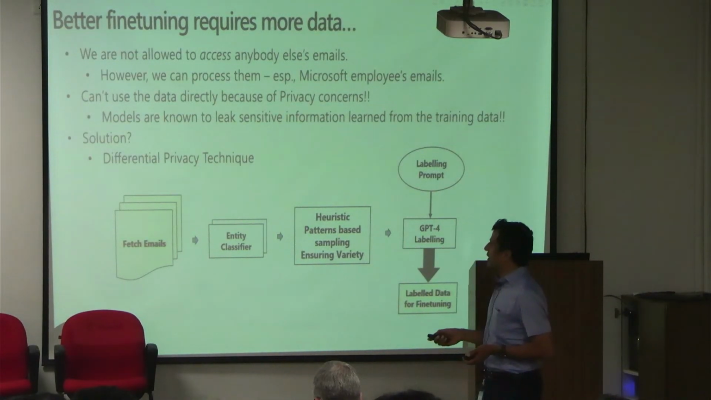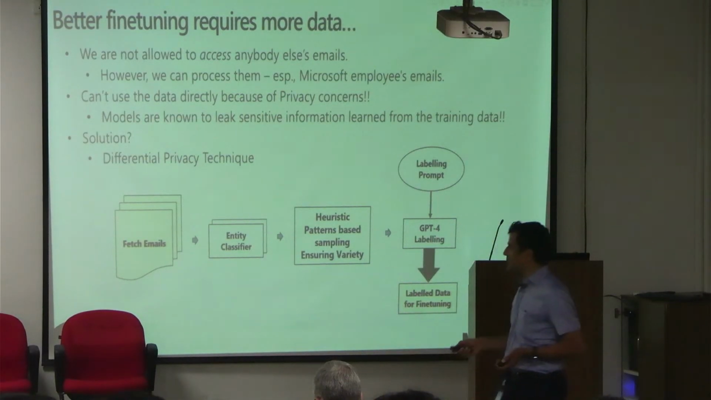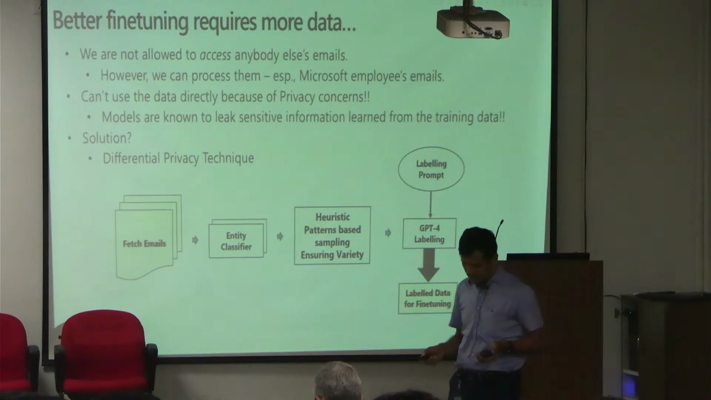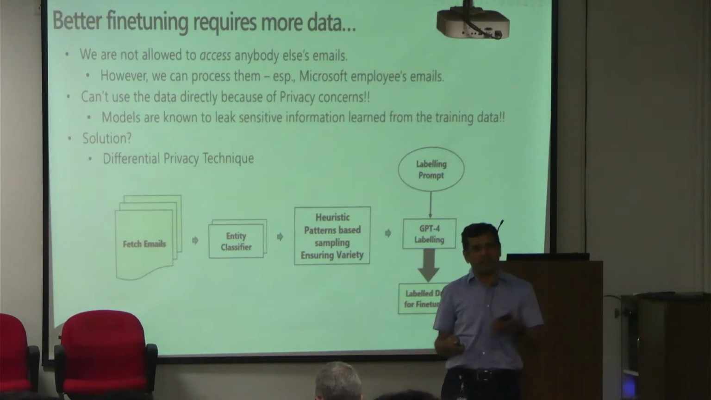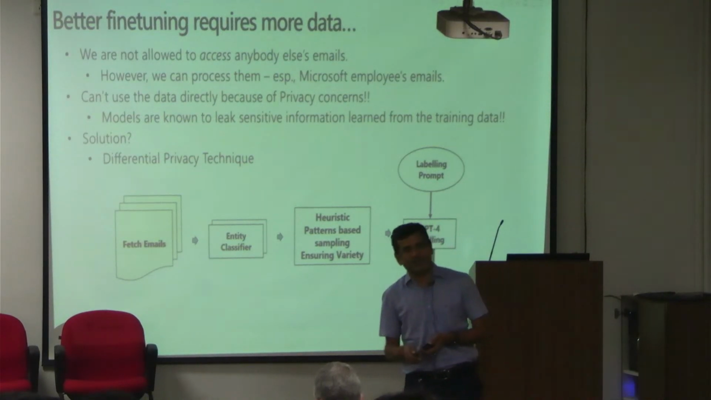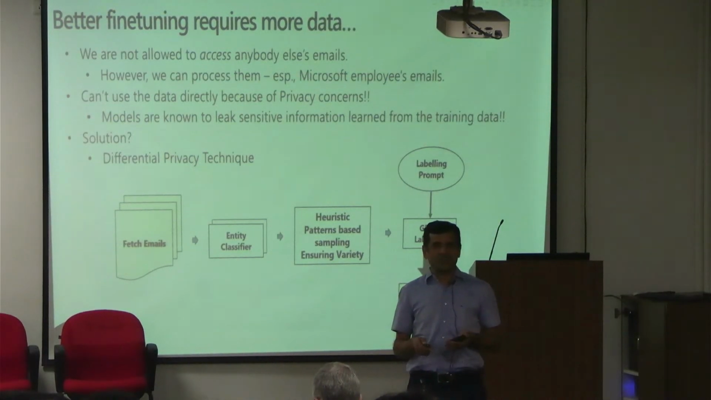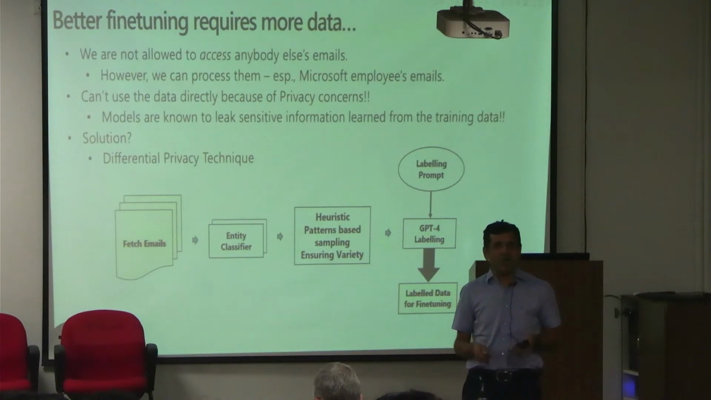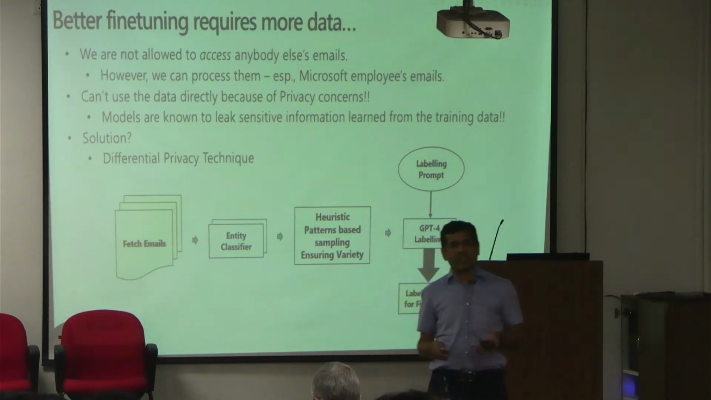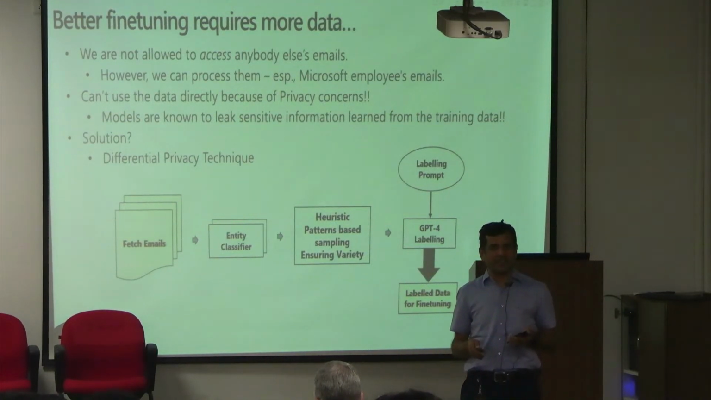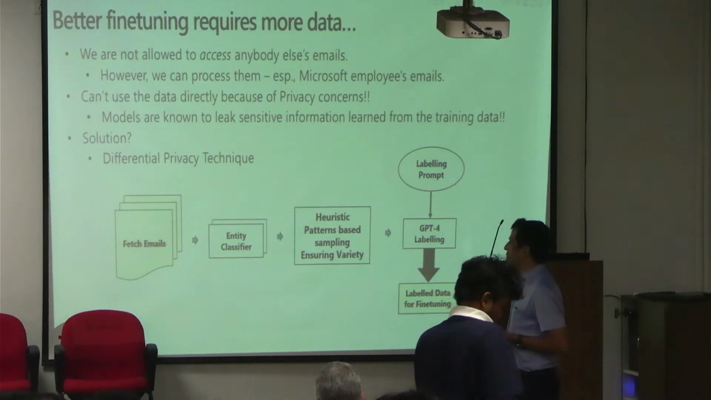So how do we use that data for our model training? That's where the privacy issues come in, because LLMs are known to hallucinate. If we feed those emails to an LLM, it's possible that while giving answers, it can use the training data, which is not allowed. It should not remember the training data. So how do we ensure that the LLMs don't remember the training data, but still use that data to learn about entity extraction and give the answer? That's where we are using differential privacy.